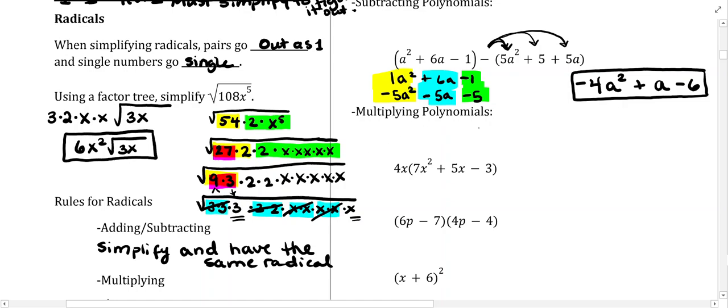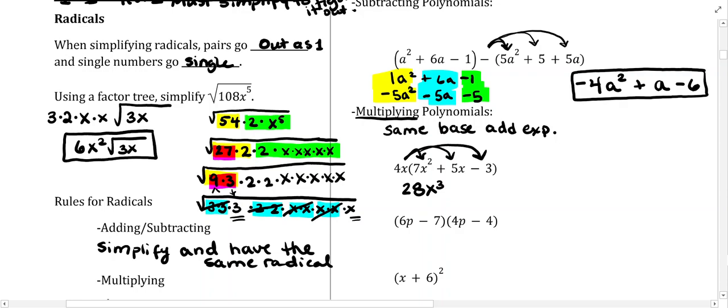All right, multiplying polynomials is when we use the distributive property, and remember, when multiplying, same base, add exponents. So 4 times 7 is going to give us 28. x times x squared is going to be x cubed. 4x times 5x is going to be 20x squared. And 4x times negative 3 is going to be negative 12x. There you go.